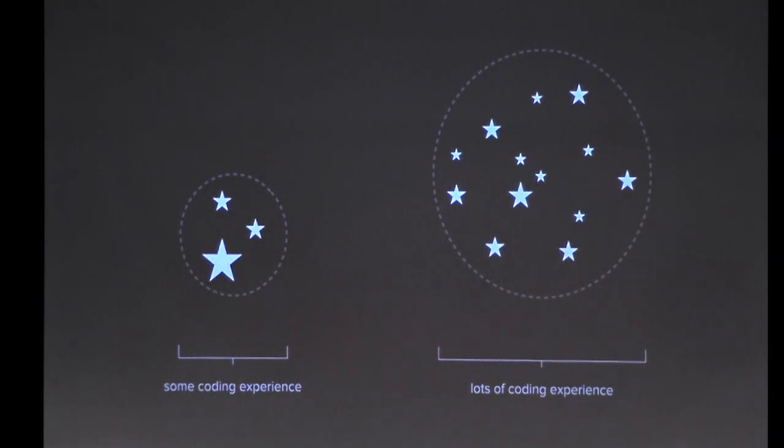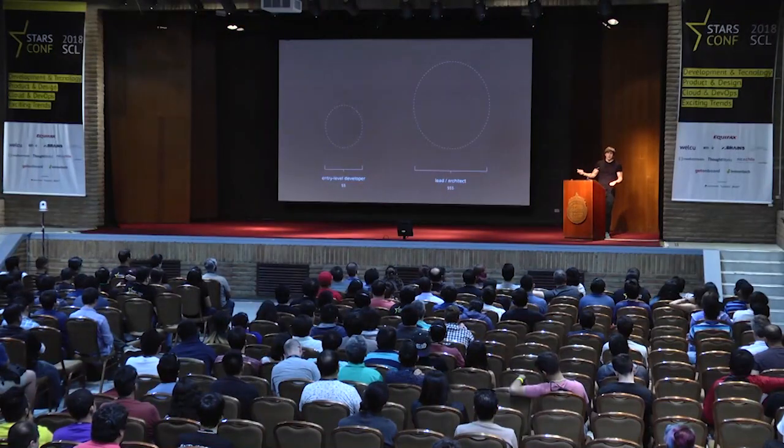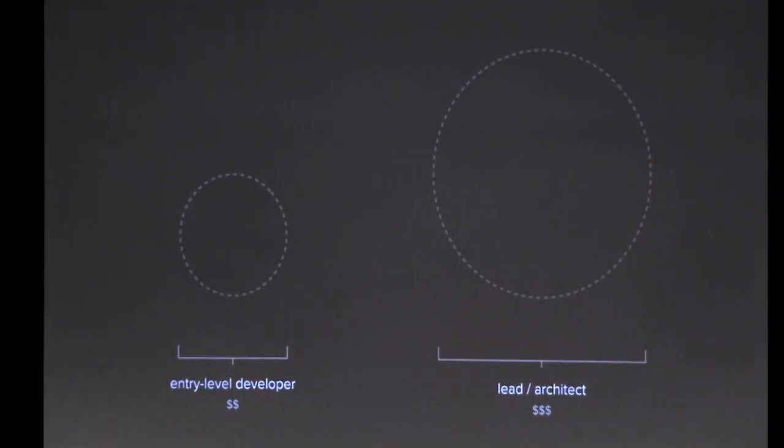So maybe those 3 stars is like 2 years of coding experience. And maybe if I had 10 years of coding experience, I would have this breadth, this wide knowledge about how to do all kinds of different things. And then maybe I could cover all of your business requirements. But I would also cost more money, right? And you can only hire so many people at that price point, not to mention the fact that they'd all be arguing with each other all the time.